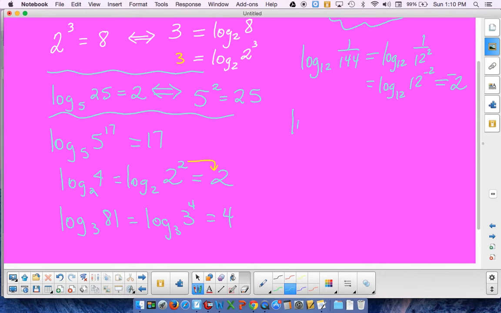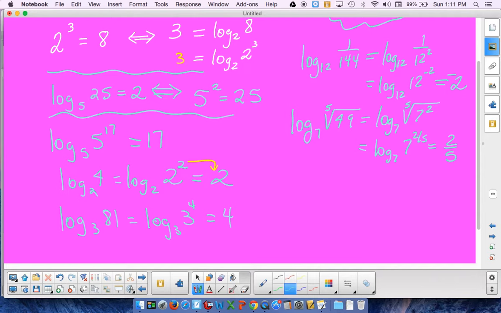Let's try one with a root on it. Suppose I gave you log base 7 of the 5th root of 49. What do you know about 49? 49 is 7 squared, in a 5th root. Well, how can I rewrite that root as an exponent? It is indeed 7 to the 2/5 power. So therefore my answer is 2/5. I've got the same bases.